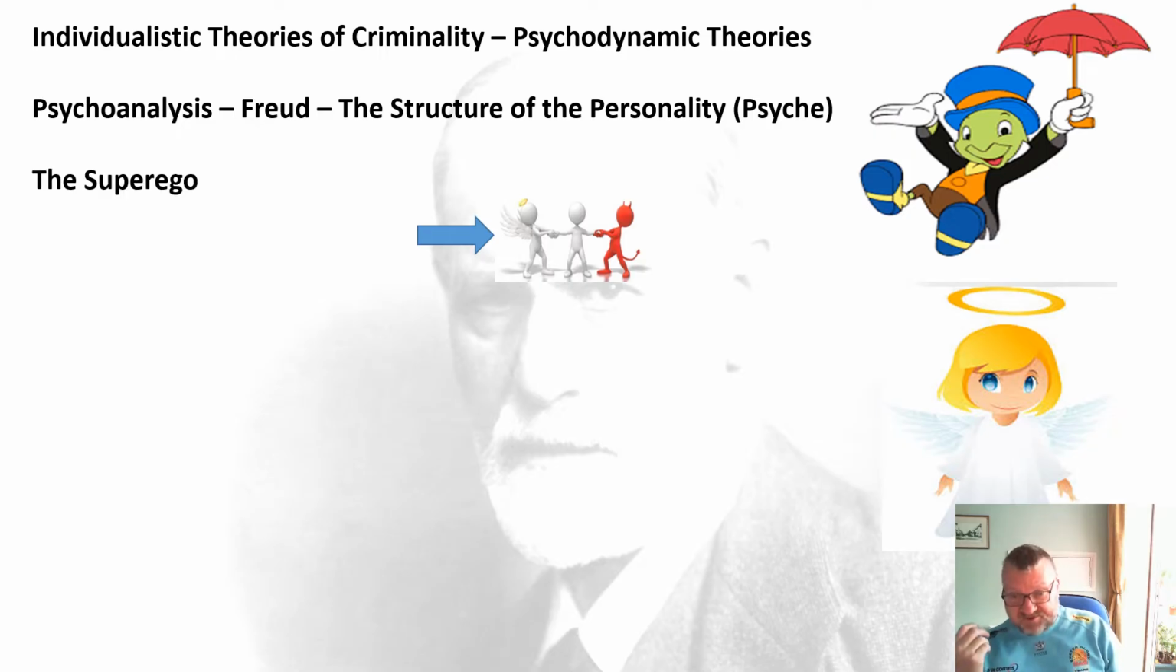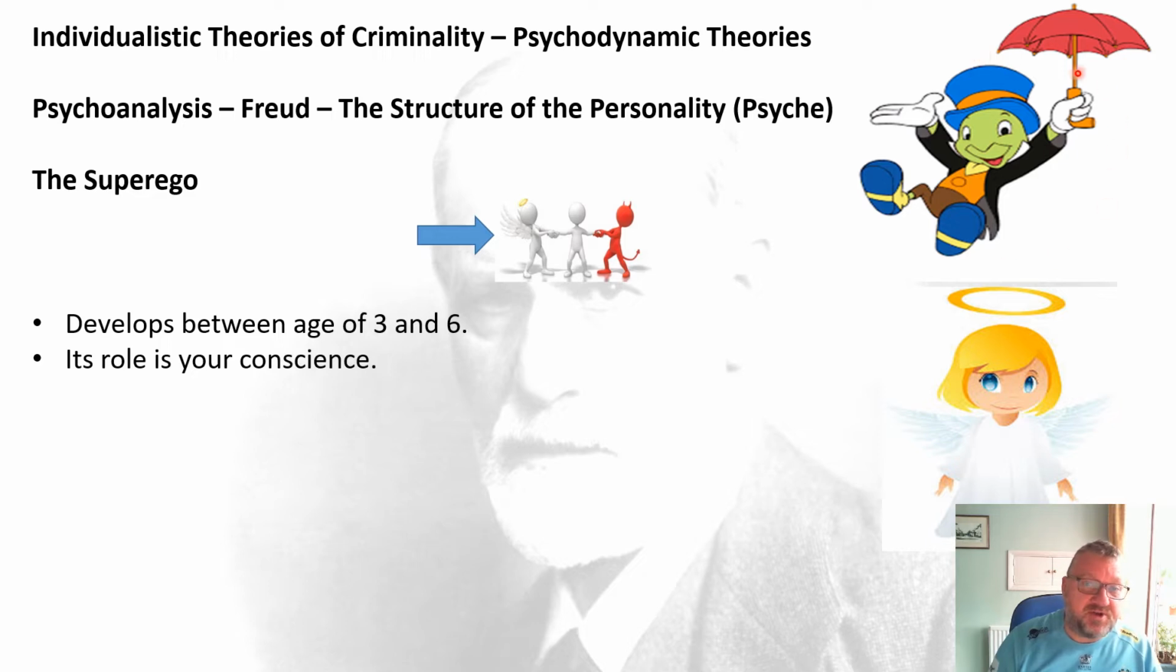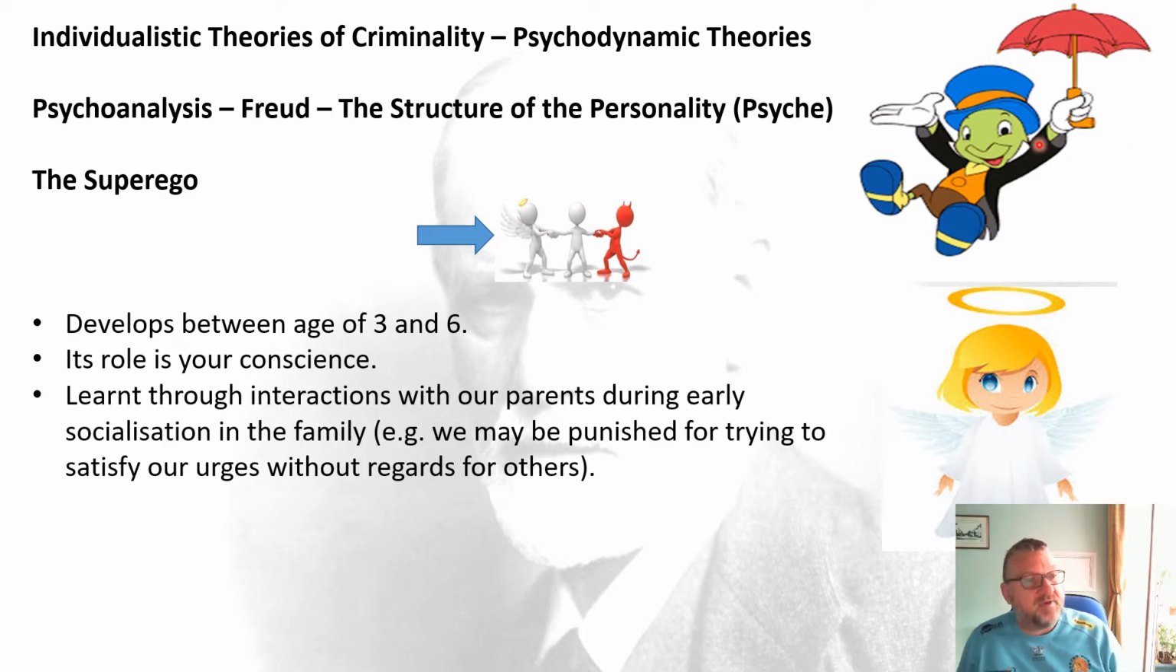If we then move towards the superego, that develops between the age of 3 and 6. It's the role of our conscience, which is why I've got Jiminy Cricket up here, who acted as Pinocchio's conscience because he didn't have one. It's learnt through interactions with our parents during early socialisation within the family. For instance, we may be punished for trying to satisfy our urges without regards for others. One of the first things that parents are trying to teach children: say please, say thank you, share.